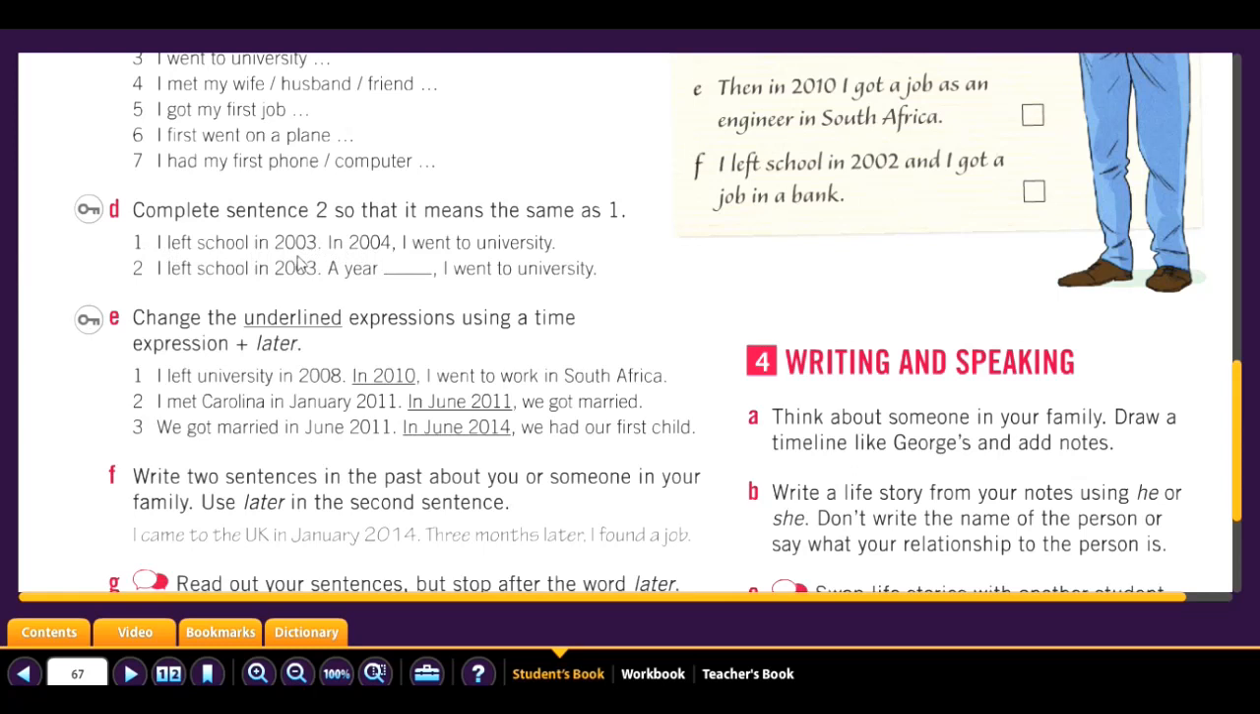Entonces, I left school in 2003. In 2004, I went to university. I left school in 2003. A year later, un año después, a year later, I went to university. Significa lo mismo.